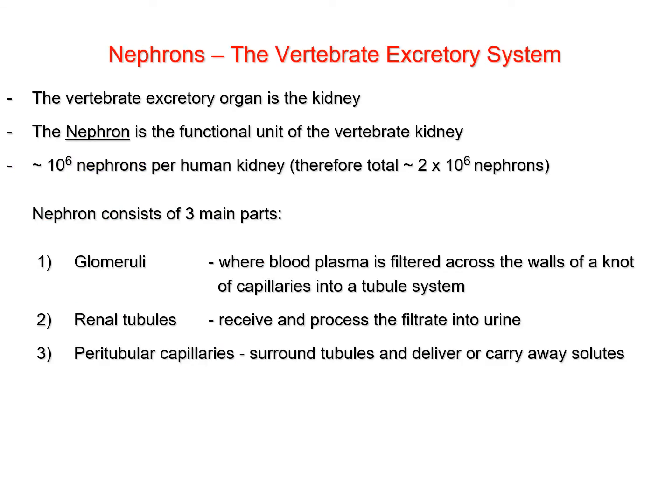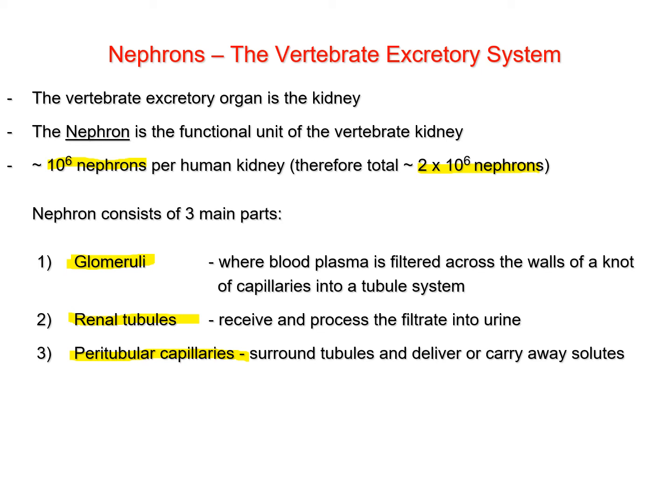So in mammals, the nephron in the kidney is the functional unit. It's the nephron that does pretty much everything in terms of making the excretion. And in each kidney you have approximately 1 million nephrons. So the total with 2 kidneys is 2 million nephrons. There are 3 major structures in a nephron. There is the glomerulus. This should be singular, not plural. In each nephron there's a glomerulus. There are the renal tubules, and there are peritubular capillaries.